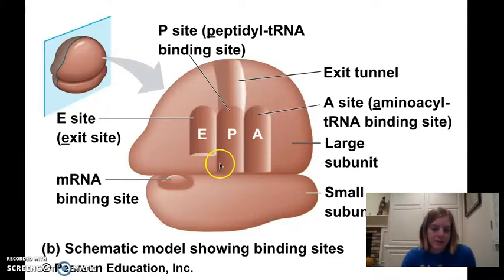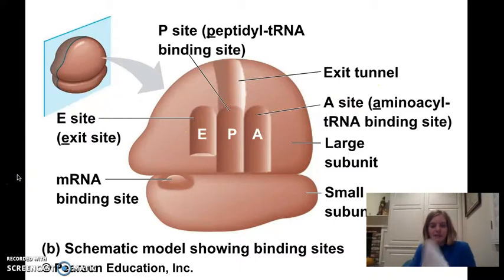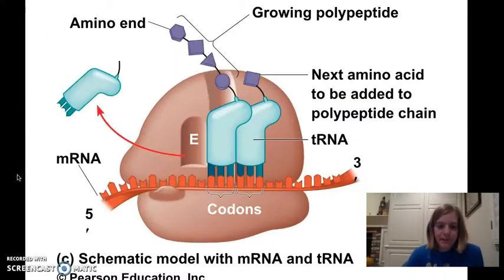And then finally, once that's been done, the tRNA is now empty because it's given up its amino acid to the polypeptide chain, which is going to start to leave eventually. That now empty tRNA is going to move over to the E site, which stands for the exit site. This is where it prepares to be released from the ribosome. Once it's released, it's going to go back into the cytoplasm, and picks up another amino acid. So this shows you what is actually going on.